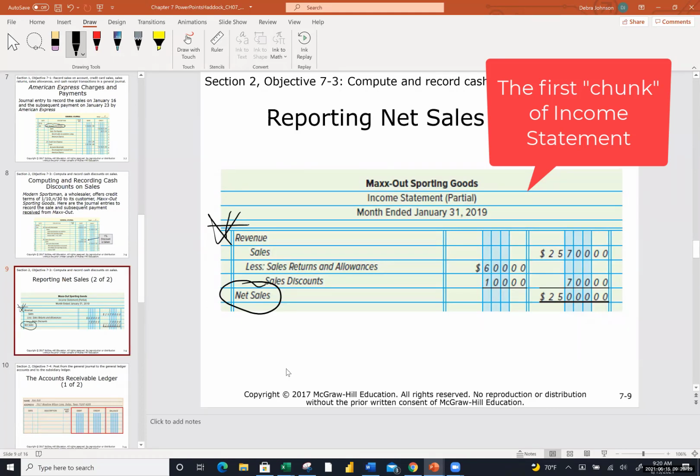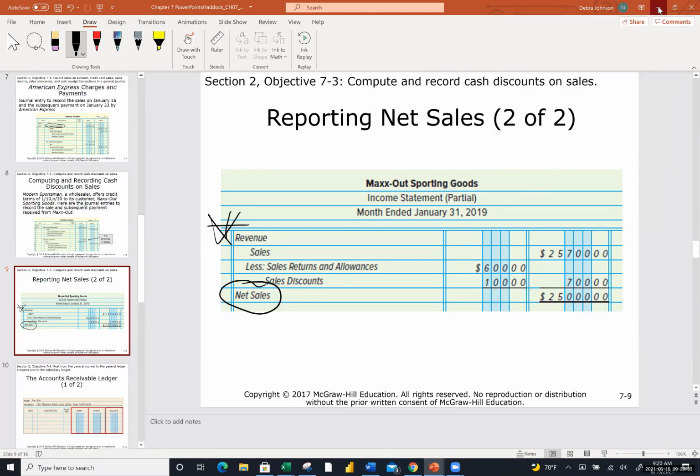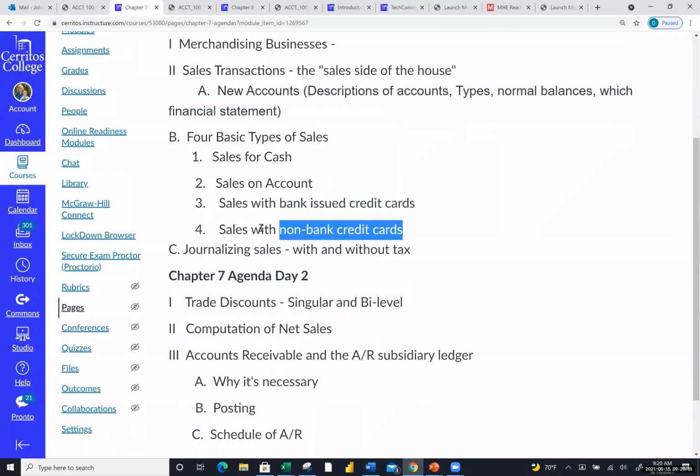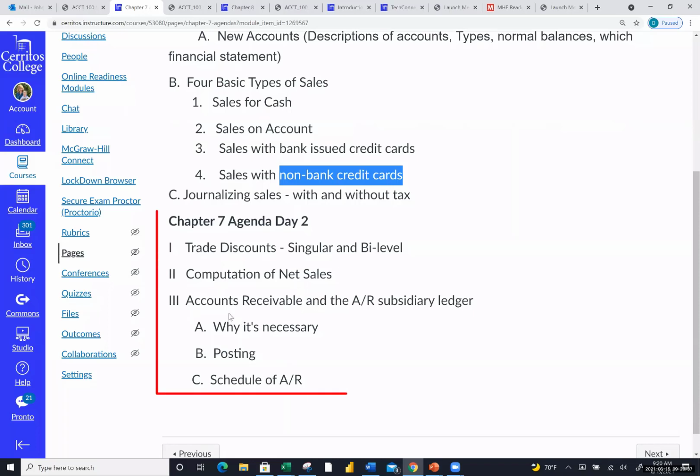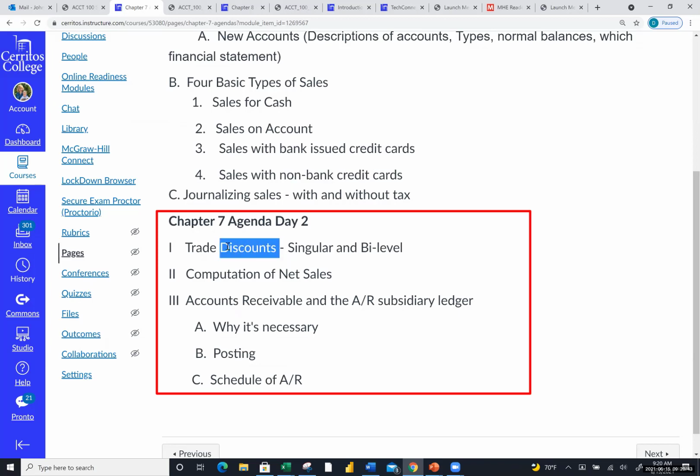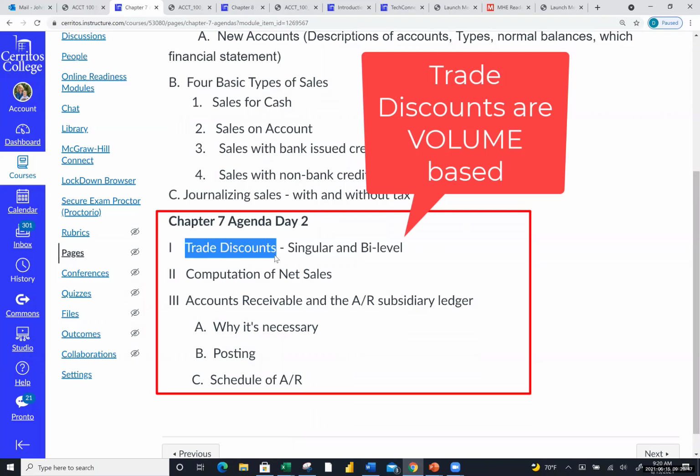Okay, then what we're going to talk about today, I'm going to go back to that agenda. Today is the second half of chapter 7 and the first half of chapter 8. So I'm going to refresh your memory. We did talk in the last recorded lecture about what trade discounts are, but I'm going to start off today by demonstrating another bi-level trade discount.